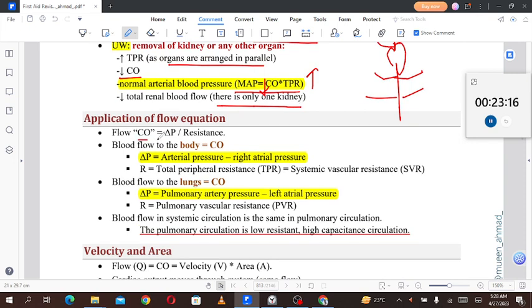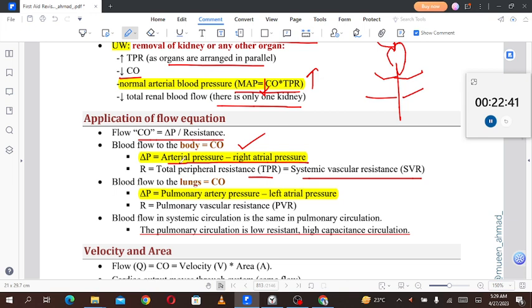Application of the flow equation. Flow is equal to cardiac output, which is equal to delta P over resistance, which means the change in the pressure divided by the resistance which is offered. Blood flow to the body is equal to cardiac output. Delta P is equal to arterial pressure minus the right atrial pressure. Resistance is equal to total peripheral resistance, that is equal to systemic vascular resistance.